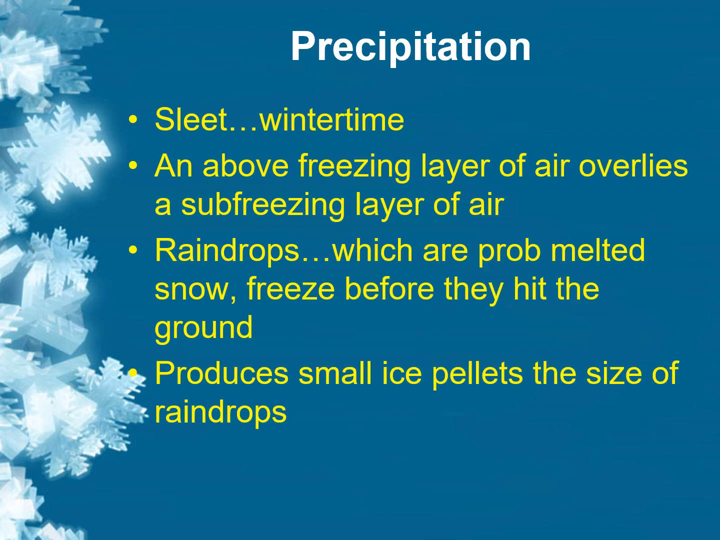Okay, sleet. You will need to know the difference between sleet and freezing rain. So sleet occurs in the wintertime. It's definitely a wintertime event. Okay, so what happens here is that you have a layer of air that's above freezing overlying a layer of air that's below freezing. In other words, a temperature inversion.